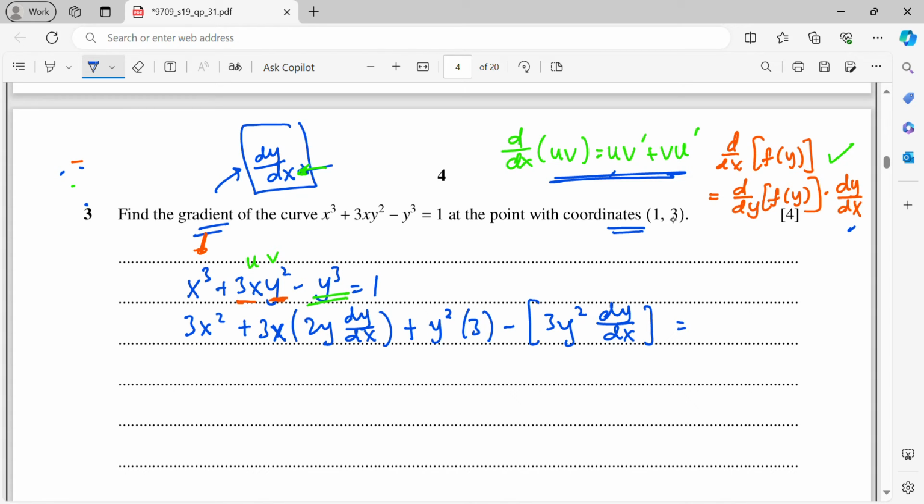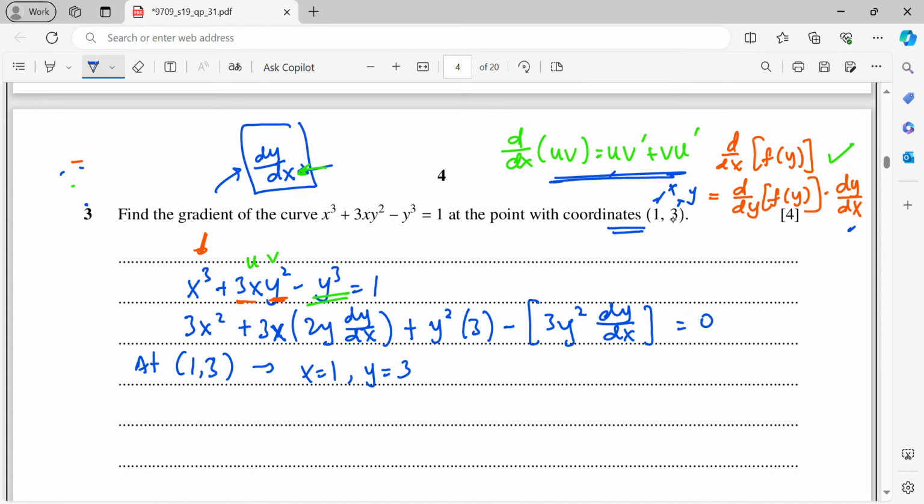And right hand side will be 0. Okay, so from here, I need to find out what is the gradient given the point. So when the point, this x is given, and then the y is also given. So I will just directly write (1, 3). That means my x is 1, my y is 3.